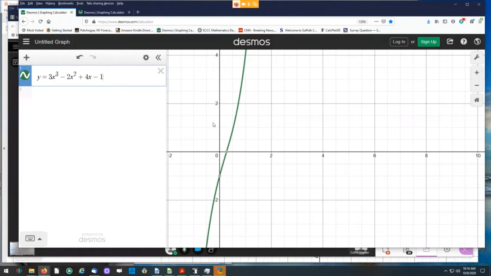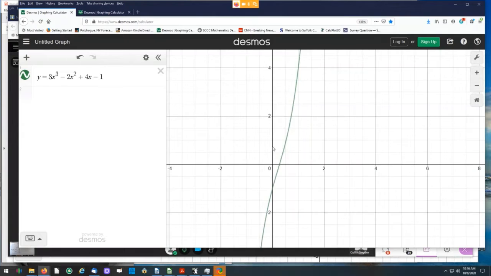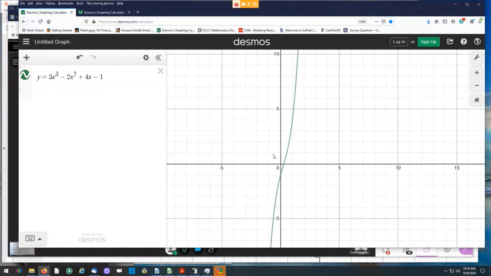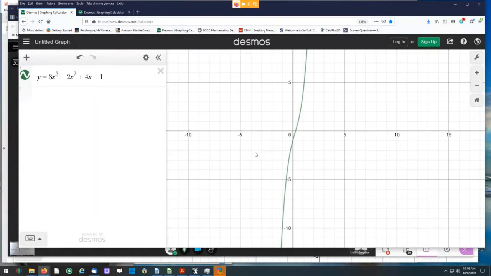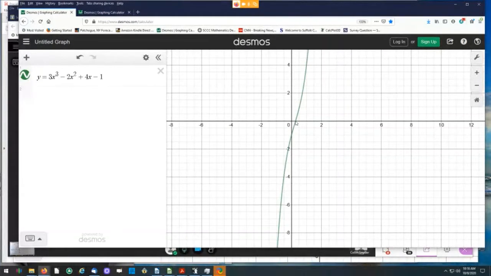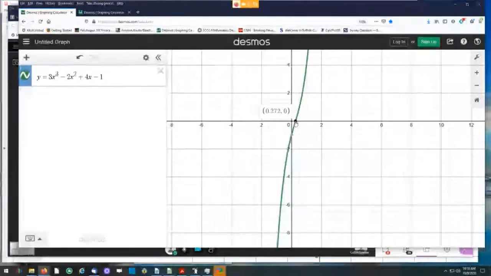Okay, so what we see here, this one only has one real zero. If you kind of zoom out, this is a typical graph of a cubic. It has one real zero. And if we come over here, that's why I like using tools such as Desmos. We can get a nice estimate of that. That's at 0.272. Now, sometimes if you put that into a calculator, we can actually get the actual fraction.